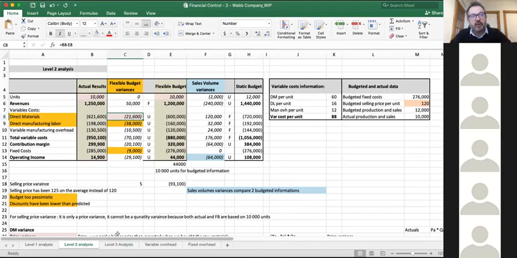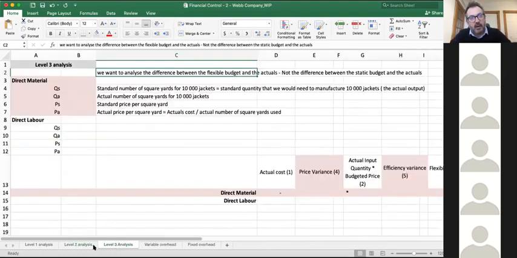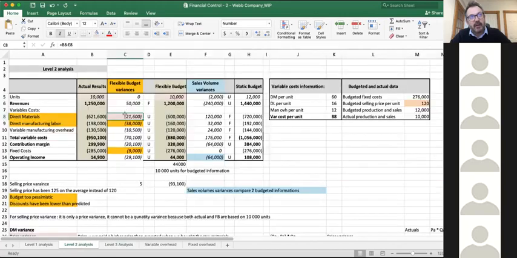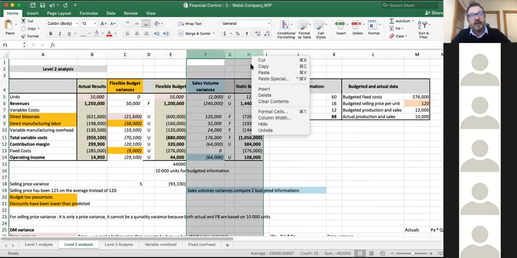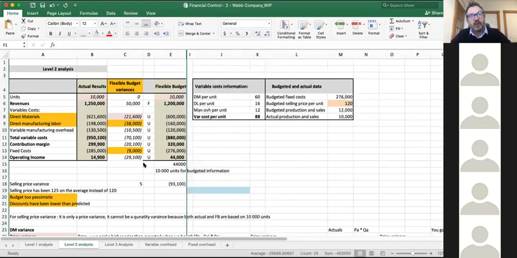Okay, so when we do the level 3 analysis, we are already here, right? We already stop. We don't care about this one anymore. It does not exist anymore. Okay, we are here now. We're focusing on this. And in this information, both sides have 10,000 units.